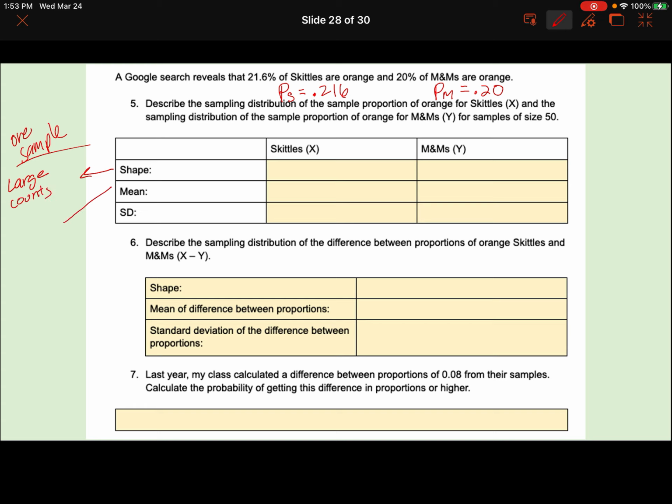For the mean, this comes back to the last part. The mean of the samples is going to be equal to the true population proportion. I said the wrong thing. The proportion from the samples is going to be equal to the overall proportion. And then for standard deviation, I'll give you the formula for that here.